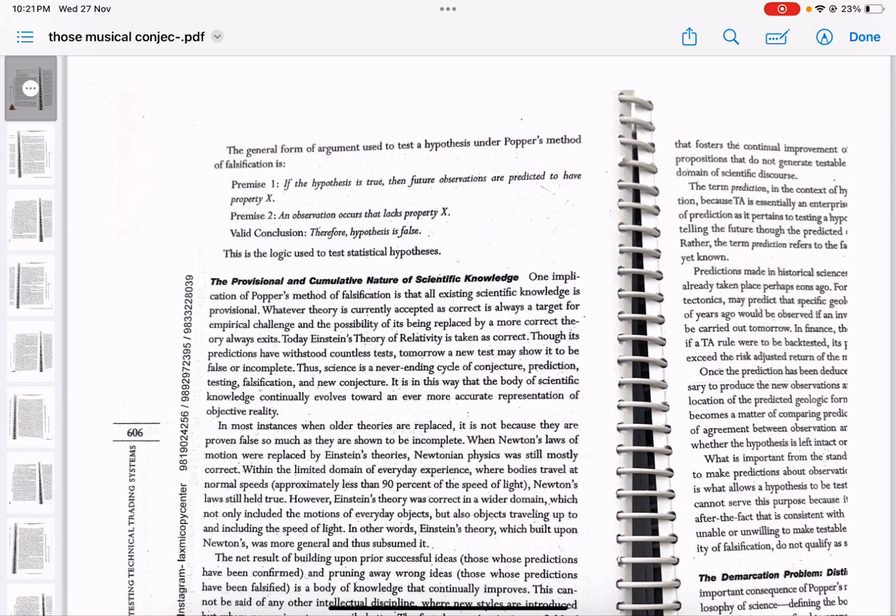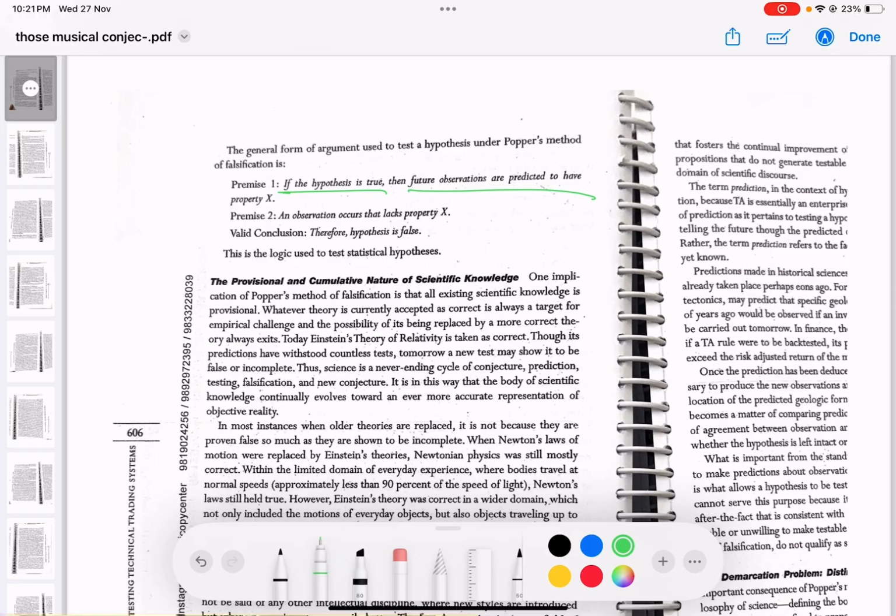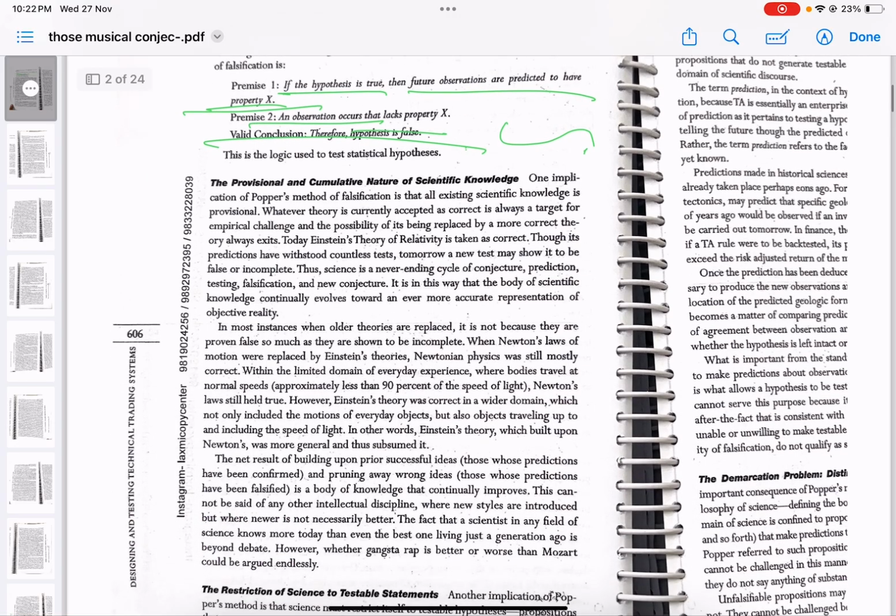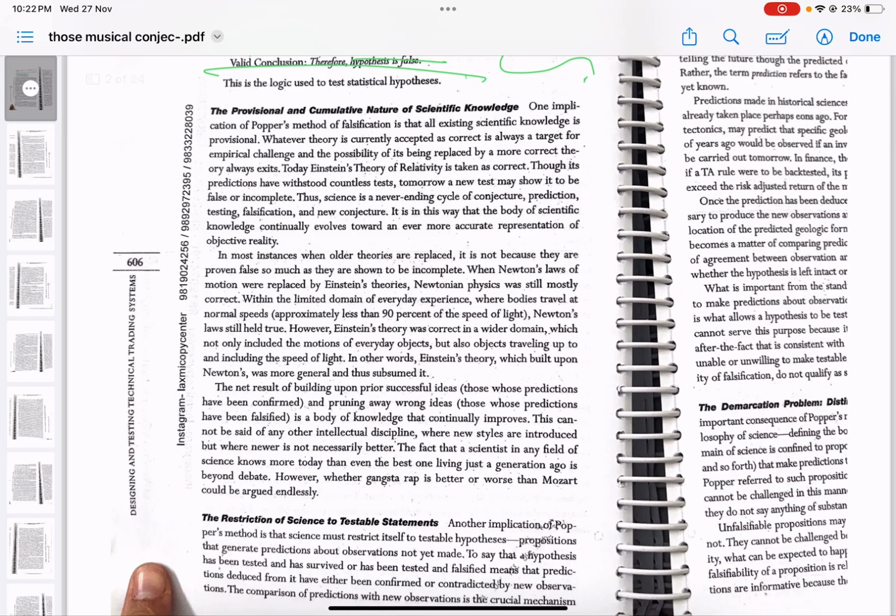Again, if the hypothesis is true, then the future observations are predicted to have property X. But now you are seeing an observation that does not have the property X. So the hypothesis is false. Now this is a very valid thing. Okay.